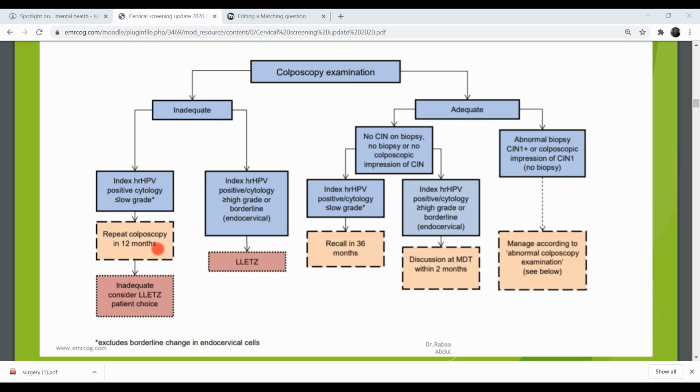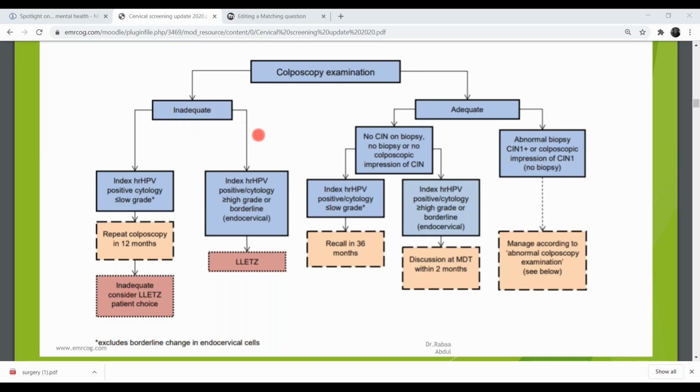This case had a repeat colposcopy. Can you remember any case that we have discussed today with repeat colposcopy? It's the case with repeat colposcopy in 12 months. This is the case with inadequate colposcopic examination, okay? And if again after 12 months it is inadequate, please consider LEEP, okay? So consider treatment.